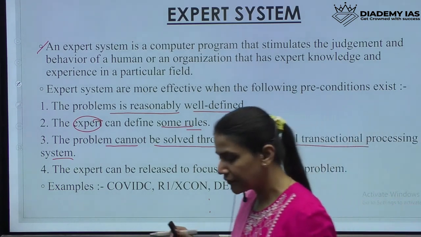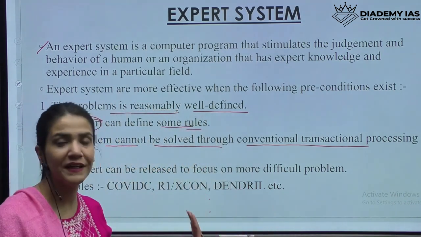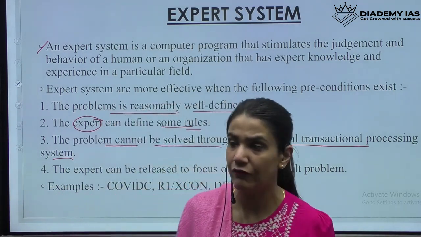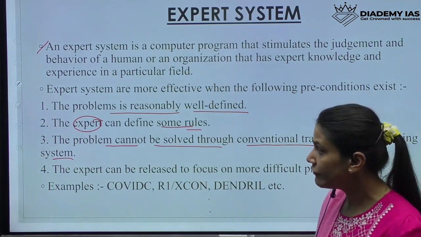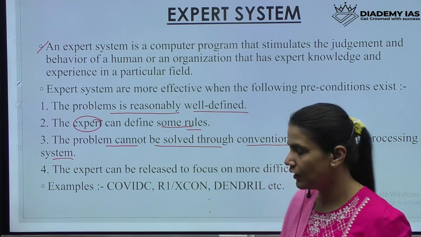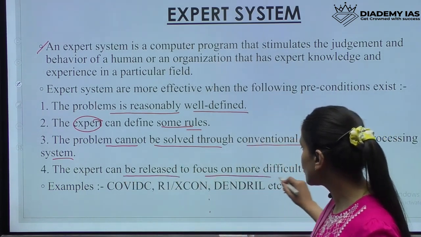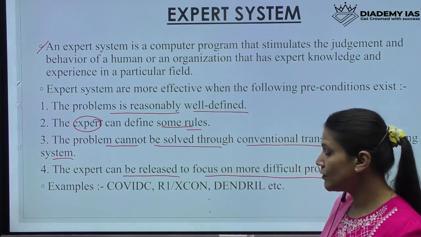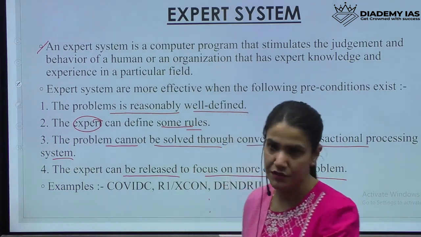An expert system is only considered for those problems which cannot be directly solved. It needs that level of expertise, that level of analysis, that level of processing. So definitely we don't use an expert system for just any simple or traditional problem. The expert system can be released to focus on more difficult problems. Experts can be released to focus on any kind of difficult problem, and we definitely always go for an expert system.